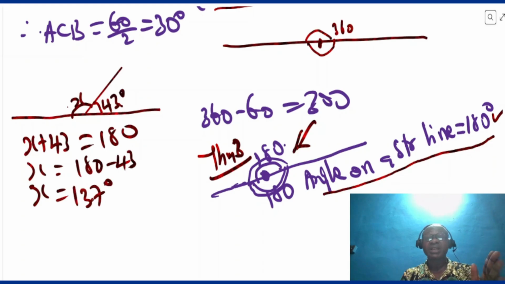Can you see the reason why we said angles on a straight line? Angles on a straight line, you can put it in plural. Angles on a straight line will always be equal to 180. It's very important to you. I think that is the summary.